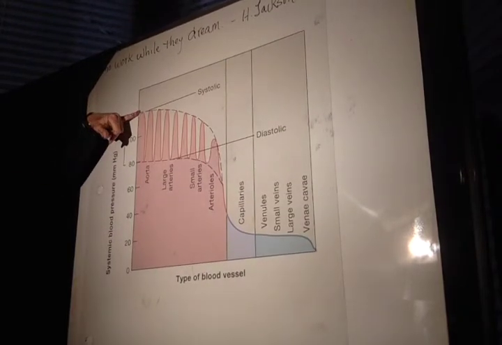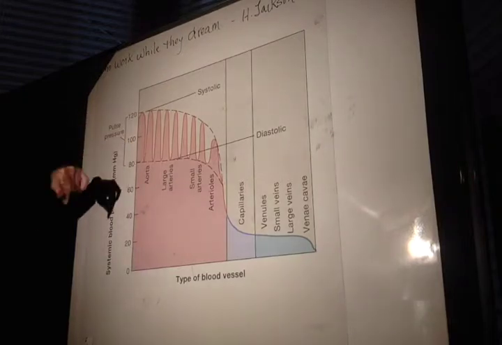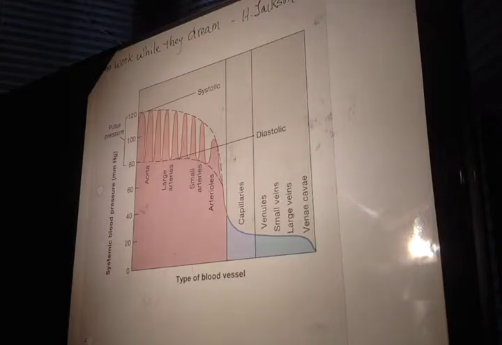So when the ventricle is contracting, you have your systolic pressure. When the ventricle is relaxing, you have your diastolic pressure. The diastolic pressure is being created by the arteries.